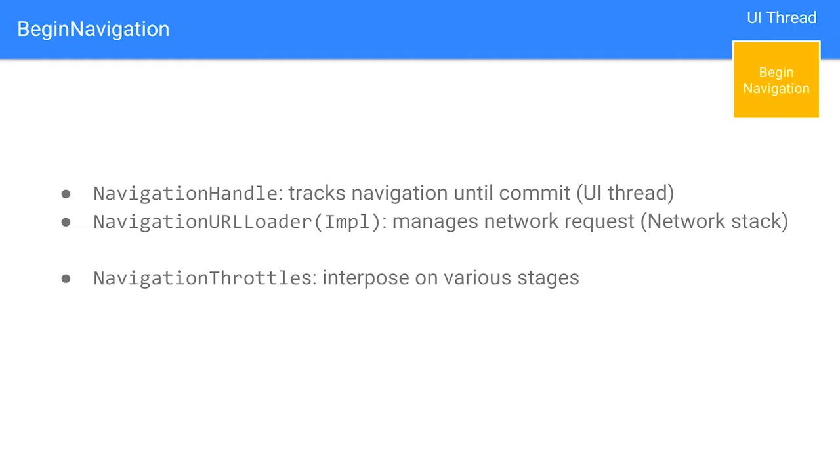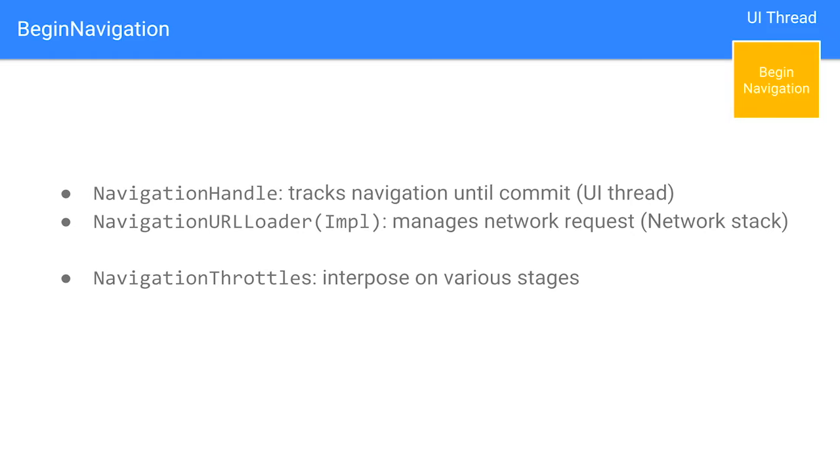First step was we say to the navigation system, begin navigation. I mentioned navigation handle tracks the state and tells you what's happening. It lives only on the UI thread and basically gives you a glimpse into what's happening. Navigation URL loader and its implementation is the interface that we use to talk to the network stack. It is the one that we say, hey, issue a URL request for navigation, and then it gets notified, for example, something either failed or we started reading bytes, and basically is the channel that communicates across the network stack and the UI thread.